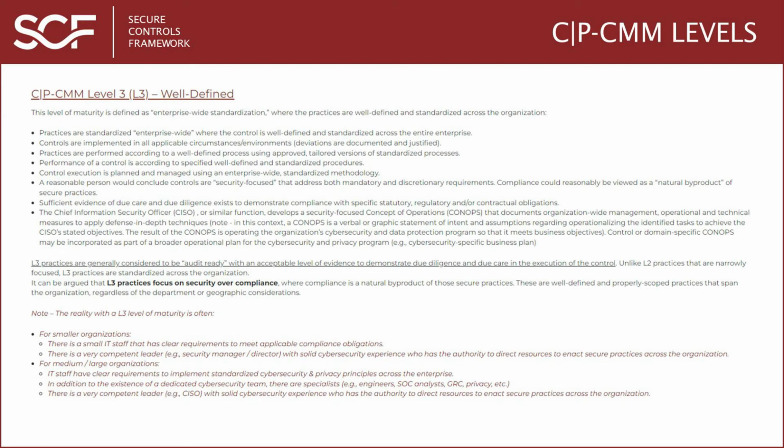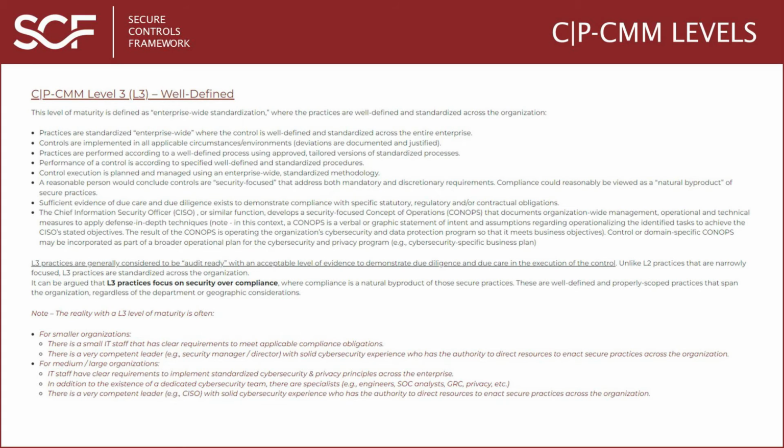Just to note, in this context, a CONOPS is a verbal or graphic statement of intent and assumptions regarding operationalizing the identified tasks to achieve the CISO's stated objectives. The result of the CONOPS is operating the organization's cybersecurity and data protection program so that it meets business objectives. Control or domain-specific CONOPS may be incorporated as part of a broader operational plan for the cybersecurity and data privacy program, for example, cybersecurity-specific business plan.